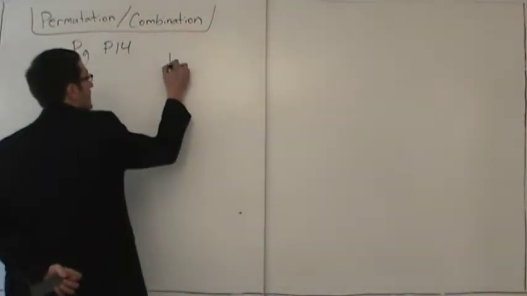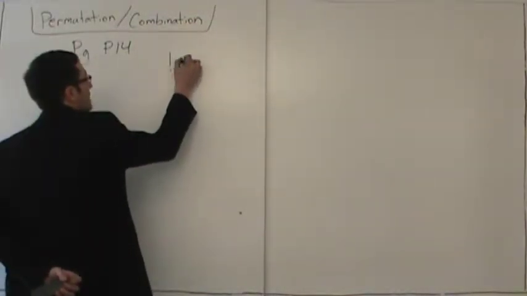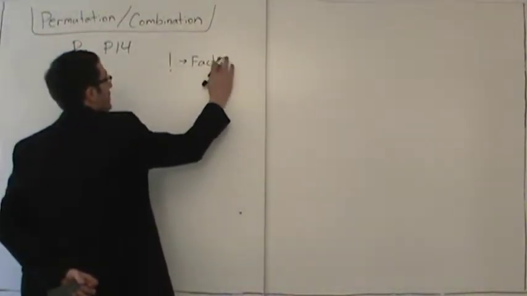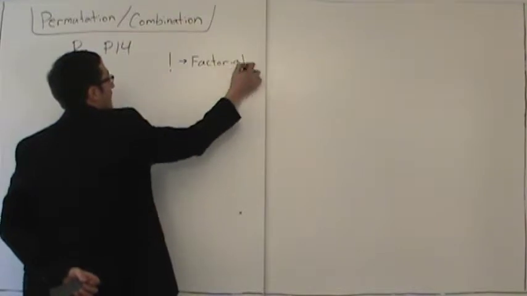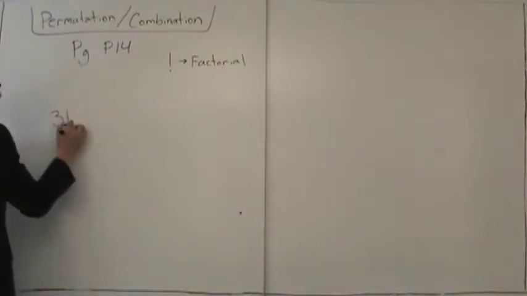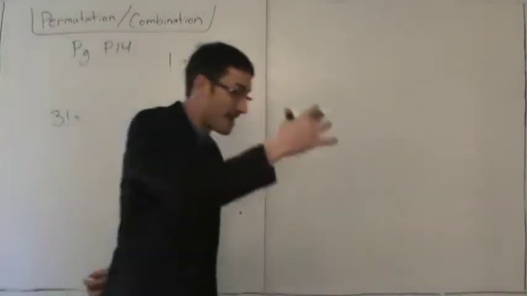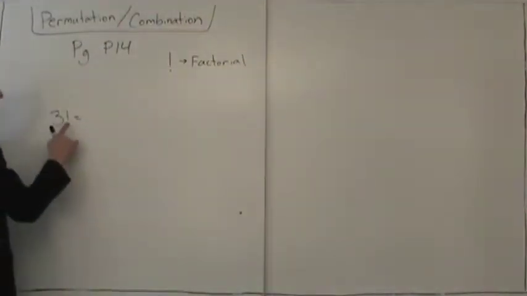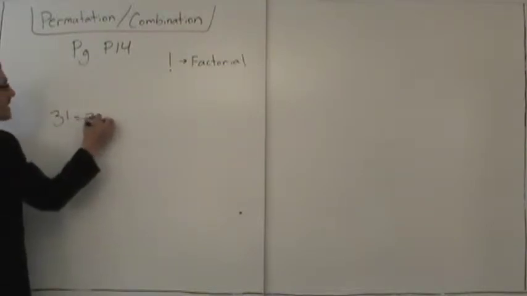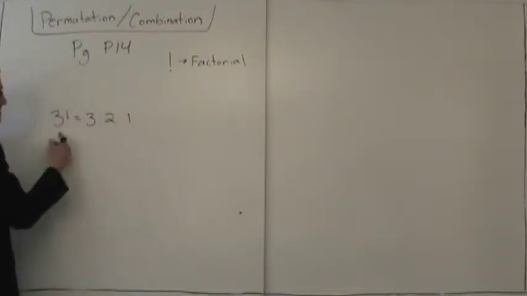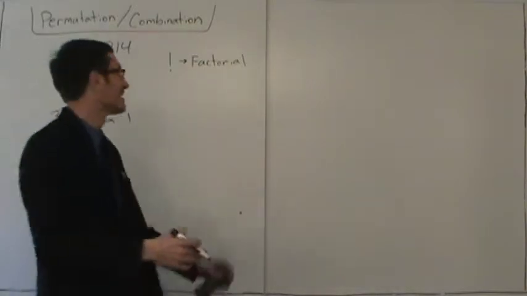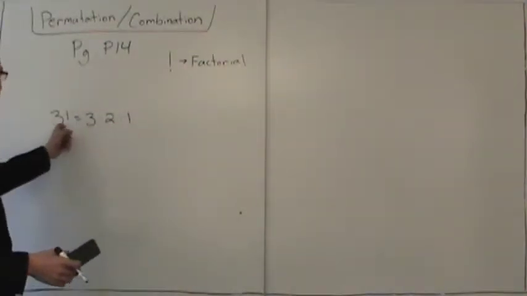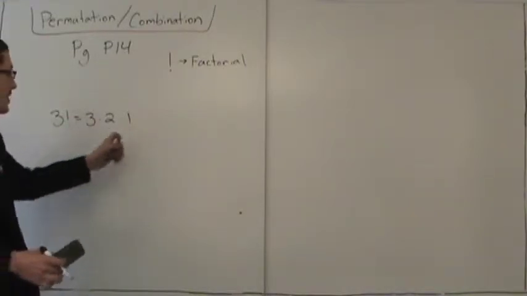This symbol, the exclamation mark, means factorial. We read this as factorial. And if I write 3 factorial, this is not "3, I'm happy," but it is 3 times 2 times 1. You know, I always joke, "3, I'm happy," excitement. No, this is not 3 excitement, guys. This is 3 times 2 times 1. 3 factorial means 3 times 2 times 1.